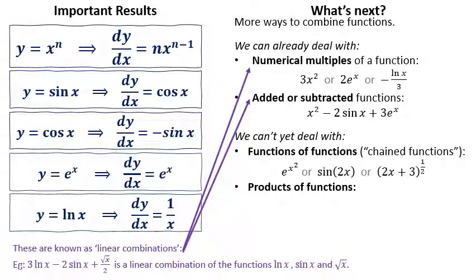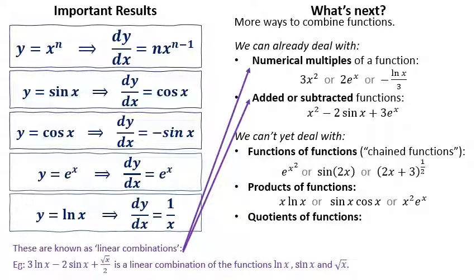Another thing is products of functions. If you multiply two functions together, x times ln x, or sin x times cos x, or x squared times e to the x, those do not behave in quite the way that you think they should. When you're adding or subtracting functions, to get the derivative, you just add or subtract the derivatives. But if you're multiplying, you don't just multiply the derivatives. There's something a bit more subtle going on, and we'll need to make sense of that through some useful diagrams.